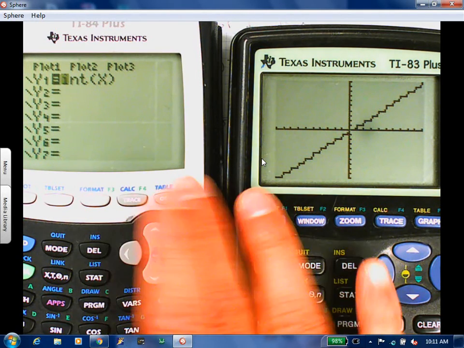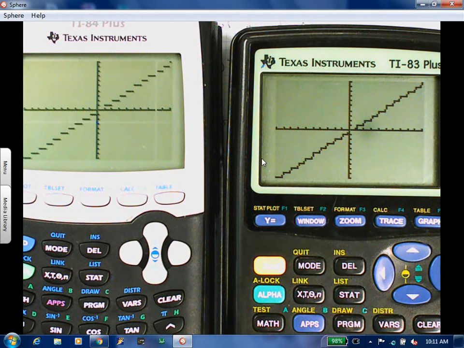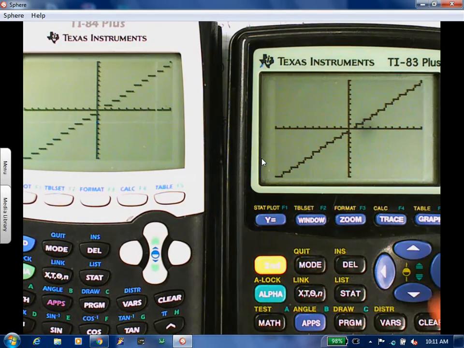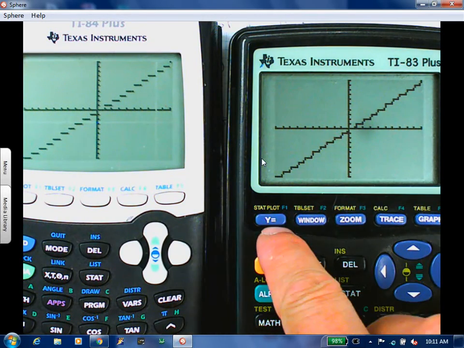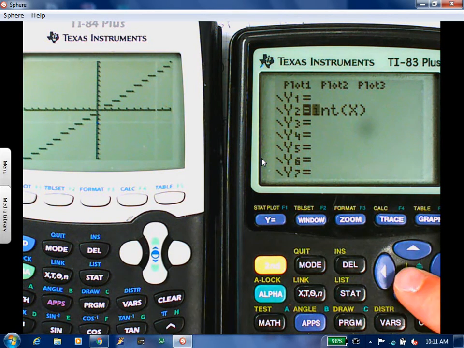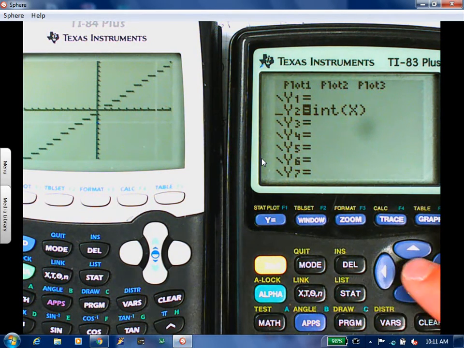Let's see what yours looks like. Got it? Okay, now, this is the difference between an 83 plus and an 84. On these 83 pluses, if you don't want those vertical lines, go back to y equals, and you're going to change the drawing mechanism over here on the left. On the y value that you typed in, press enter until you get these 3 dots. I think it's the last one. Now hit graph again. Should look better.